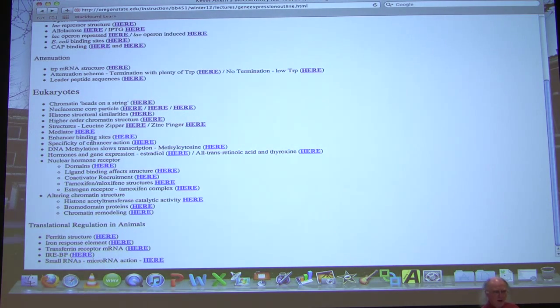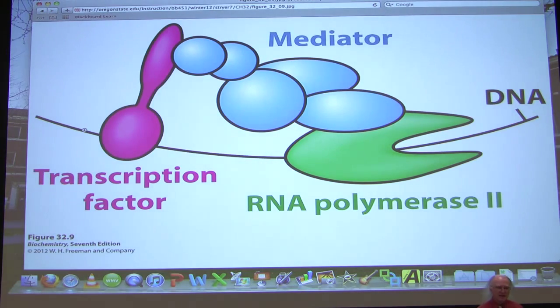Okay. Now, I need to introduce another term, a mediator. Okay? A mediator is a person that helps settle arguments, right? A mediator can help make something happen. Eukaryotic cells have mediators, and mediators turn out to be really useful because they can bridge the gap between a transcription factor and an RNA polymerase.